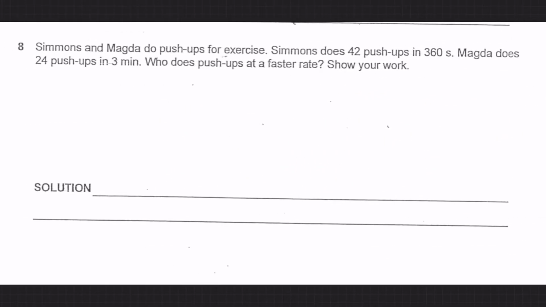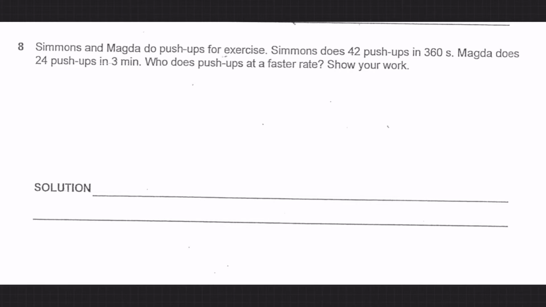Question 8 says, Simmons and Magda do push-ups for exercise. Simmons does 42 push-ups in 360 seconds. Magda does 24 push-ups in 3 minutes. Who does push-ups at a faster rate? Show your work. Well, let's start with Simmons.